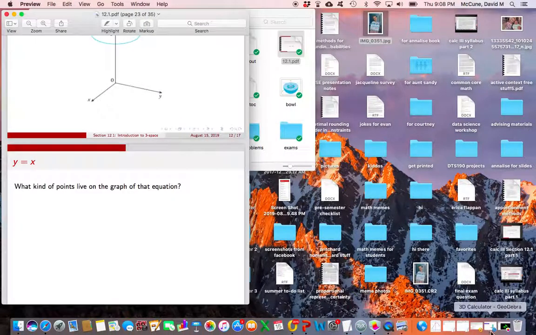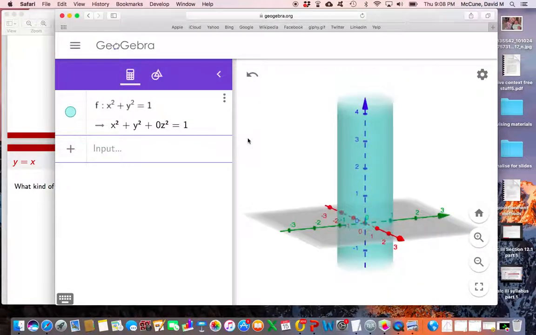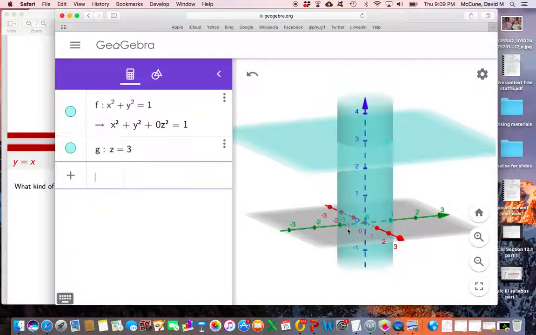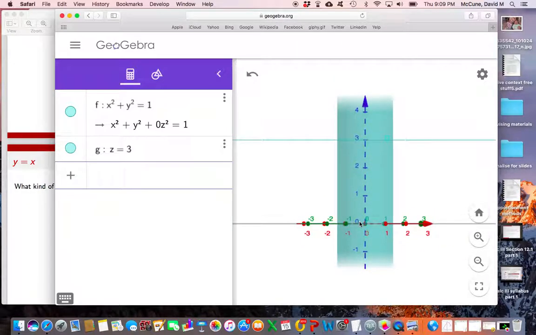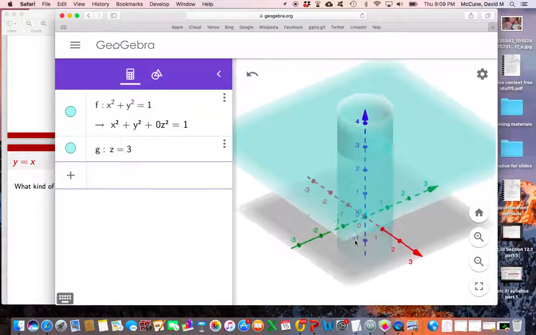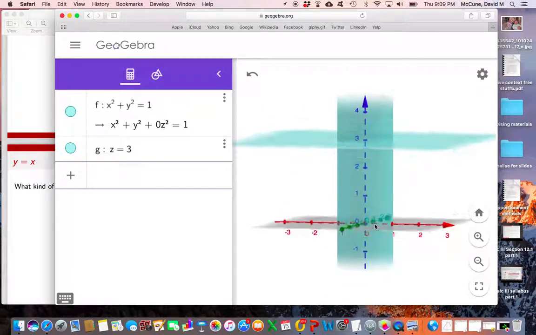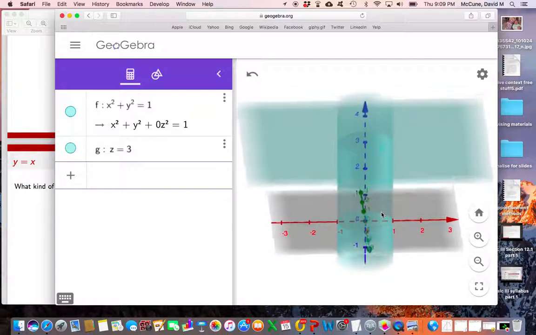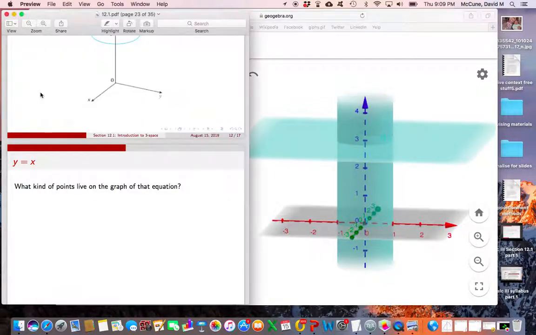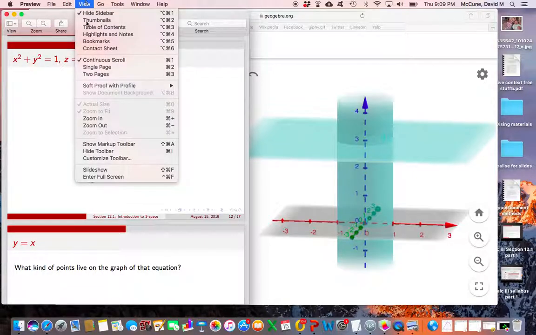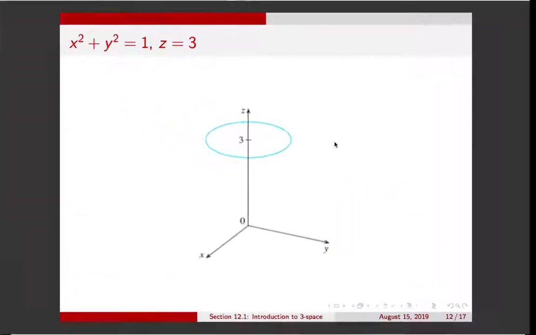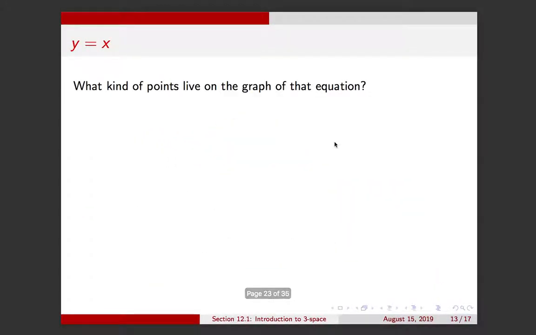So just to show you that sort of in action here, here's that cylinder, and now if you also ask it to graph z equals 3, that plane slices that cylinder right there at z equals 3, and that intersection of the two curves is what you get. It's sort of hard to get it in a way that's nice to look at here, but anyway, you can always do compound conditions and think about what the graph of that looks like. Finally here, y equals x.